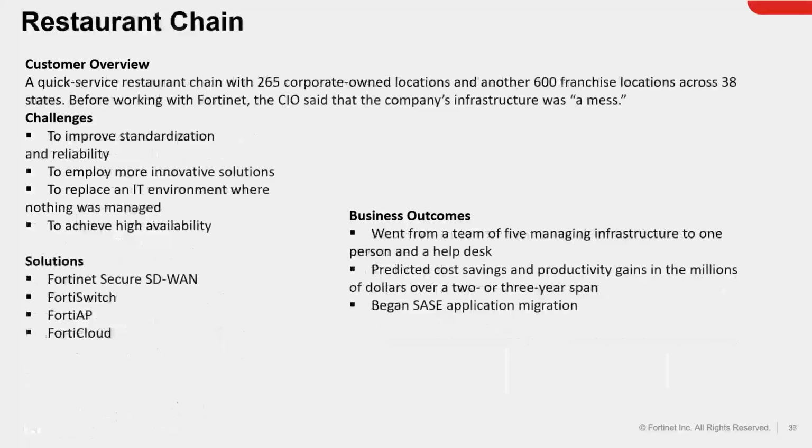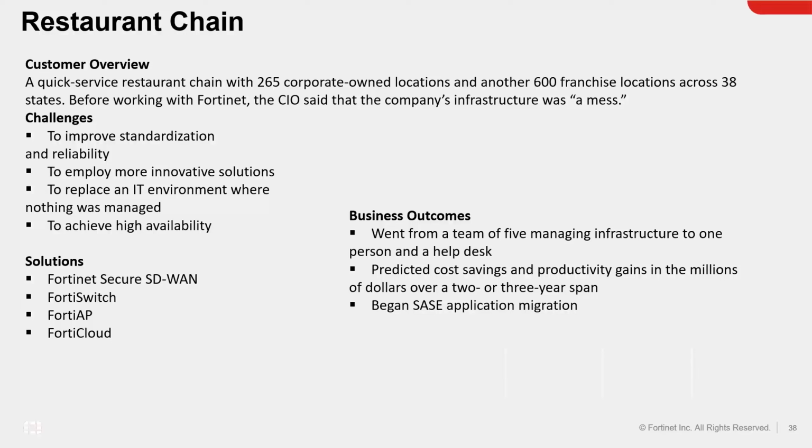Now this is the final one I go through, which is basically a restaurant chain. This is based in the US, but to be honest with you, I think it'll fit any large restaurant chain. This is a large footprint, so it's 265 corporate-owned locations and another 600 franchises across 38 states. They basically said that their infrastructure was a mess and they wanted to improve standardization and reliability. They wanted to replace their existing IT environment where nothing was managed and achieve high availability.